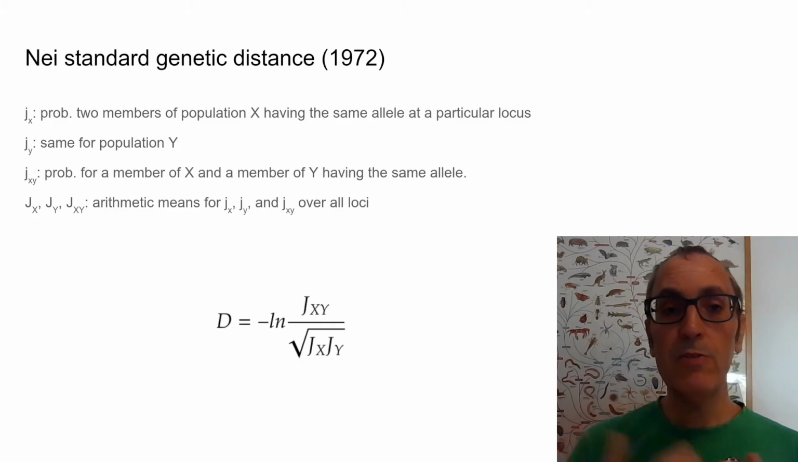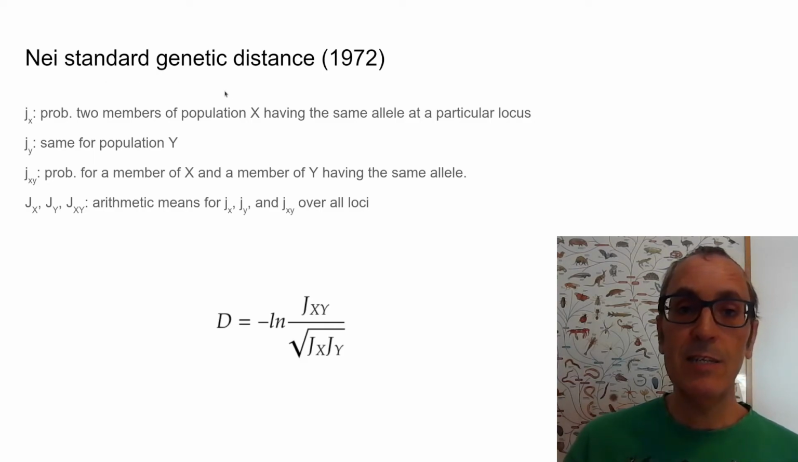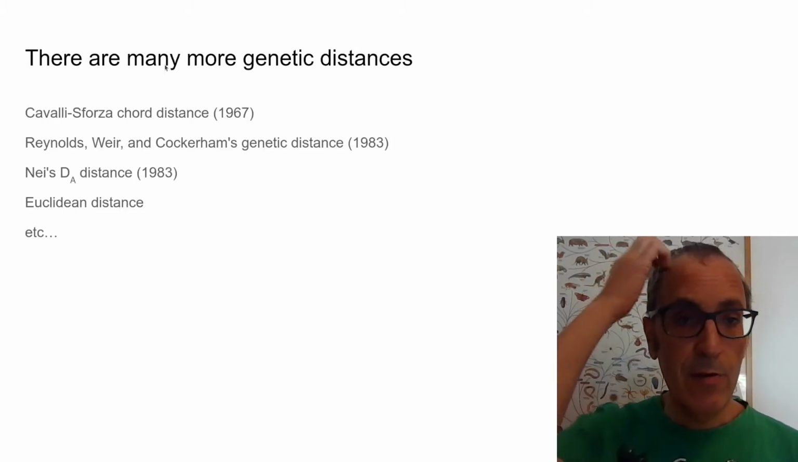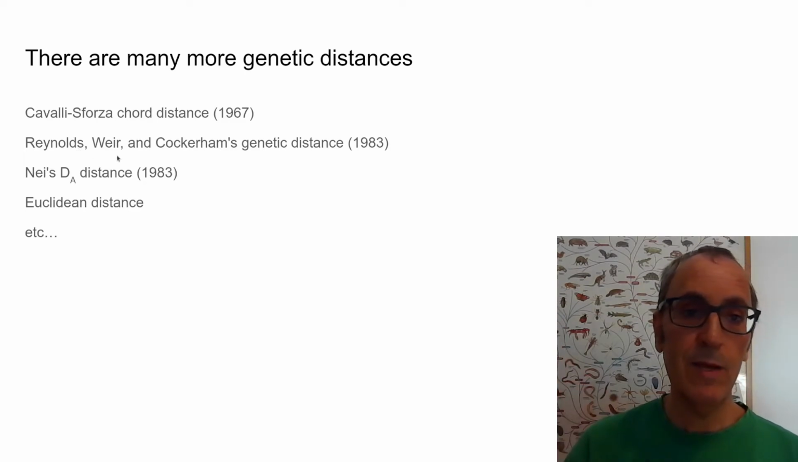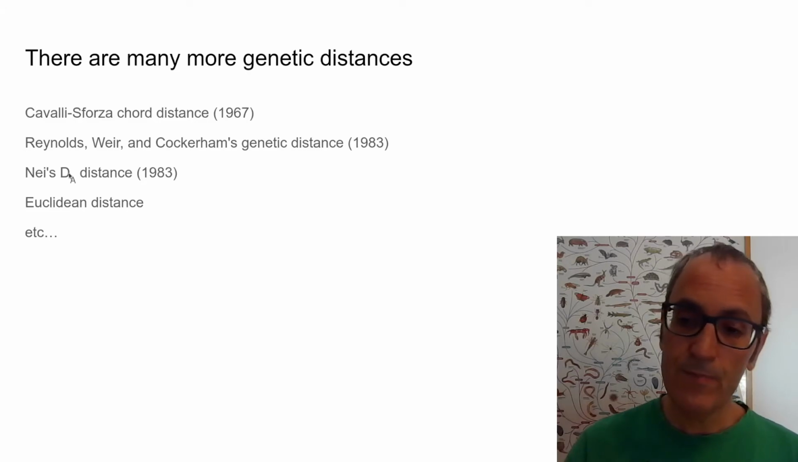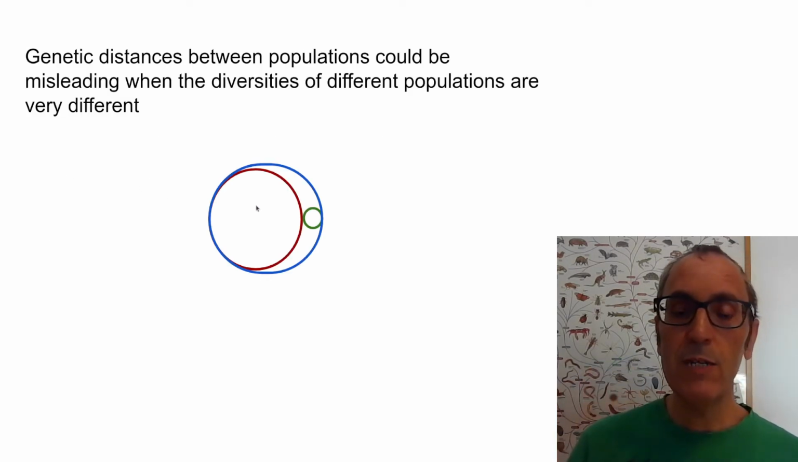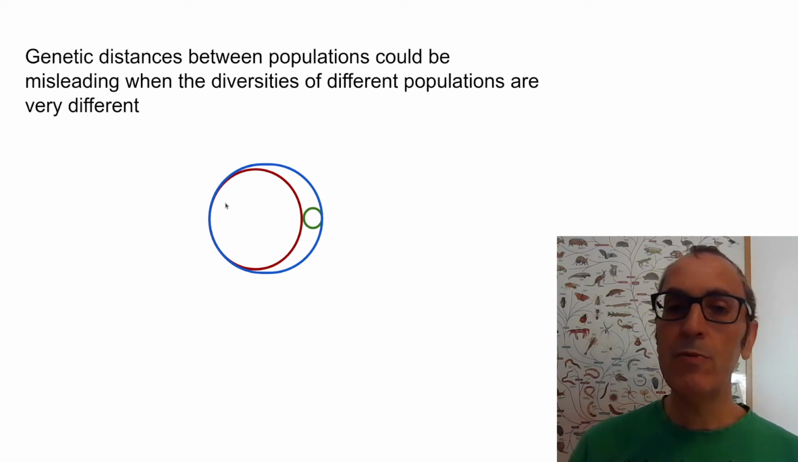There are other measures. For instance, another measure that is sometimes used is the Nei distance between populations, okay, or the Nei standard measure. But there are many others. For instance, you have Cavalli-Sforza. There are many distances, okay. Nei has even different distances. But the general idea is that you have to take into account the diversity within populations and between populations.